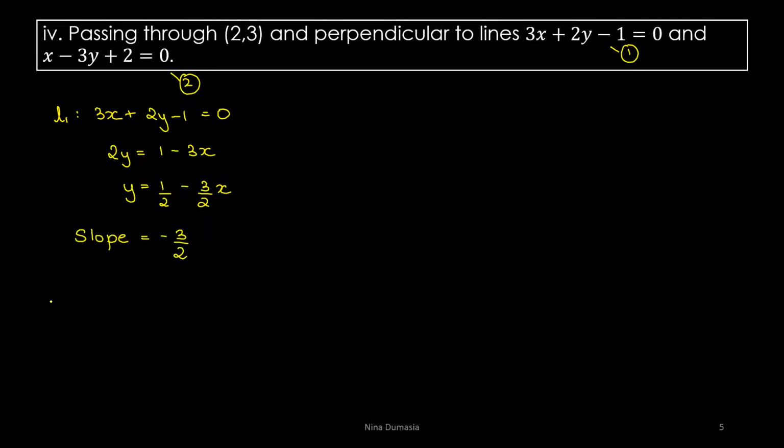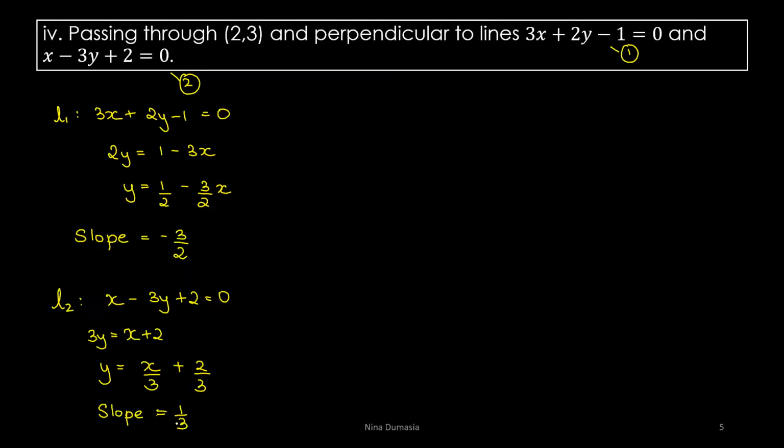Okay. Now next, we will find it for L2 also. L2 is x minus 3y plus 2 is equal to 0. Okay, so therefore we can write x plus 2 is equal to 3y. Okay, taking it to the other side, y is therefore equal to x by 3 plus 2 by 3. Okay, so now the slope is equal to 1 by 3. Okay, so we have got the slope of the first line and the second line.